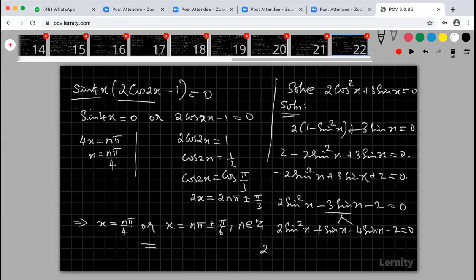Here I can take sin x commonly, so I will get 2 sin x plus 1. I can take minus 2 commonly: when I take minus 2 here, the remaining is 2 sin x, and I will get plus 1, equal to 0. So here 2 sin x plus 1 is common. Therefore, sin x minus 2 equal to 0.